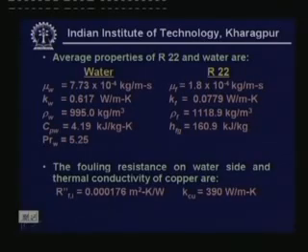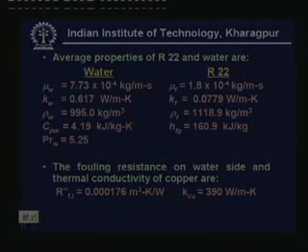PR is Prandtl number. And for R22, the average properties are viscosity is 1.8 into 10 to the power of minus 4 kg per meter second. Thermal conductivity Kf is 0.0779 watt per meter Kelvin, and density is 1118.9 kg per meter cube, and latent heat.